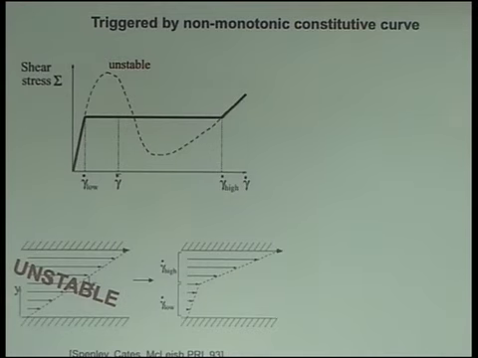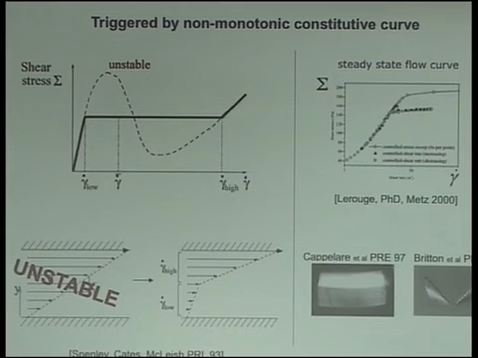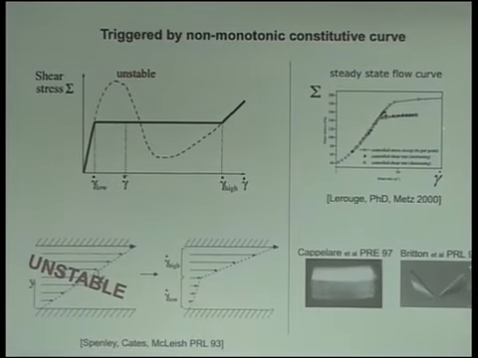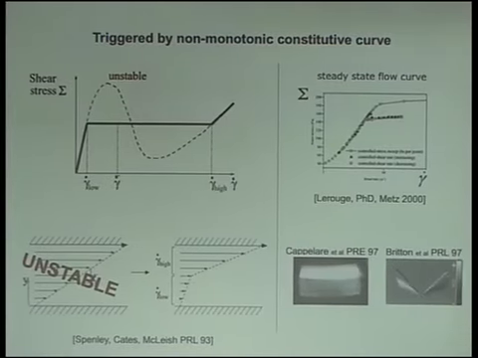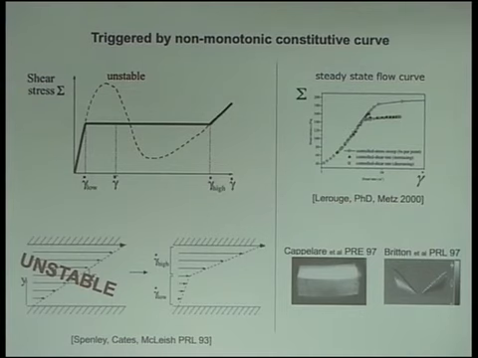Okay, so that's all at the level of theoretical cartoons. Here's some actual data. This was taken by Sandra LaRouge during her PhD in Metz, and we have a flow curve here, homogeneous flow in this regime, and then a kink, and then a plateau, and we see shear banding in this plateau regime.